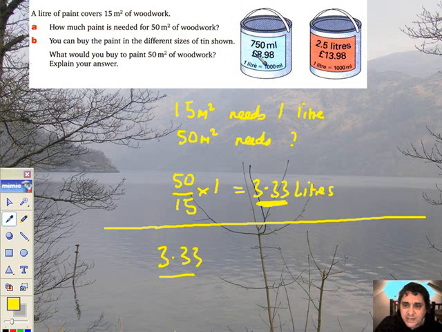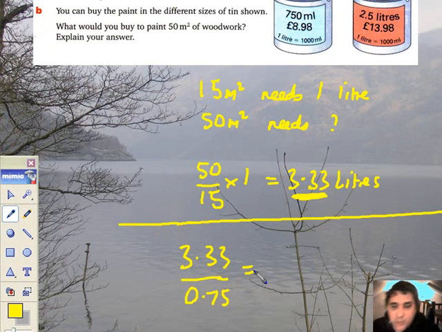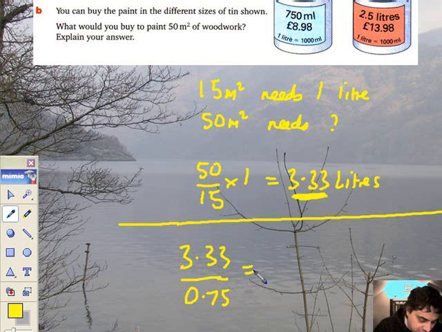If I divide that by my 750, in other words 0.75 litres, because a litre is 1,000, so 750 millilitres will be 0.75. Let's just work out how many tins I need of that. So 3.33 divided by 0.75, I need 4.44 tins. Therefore, I need 5 tins.